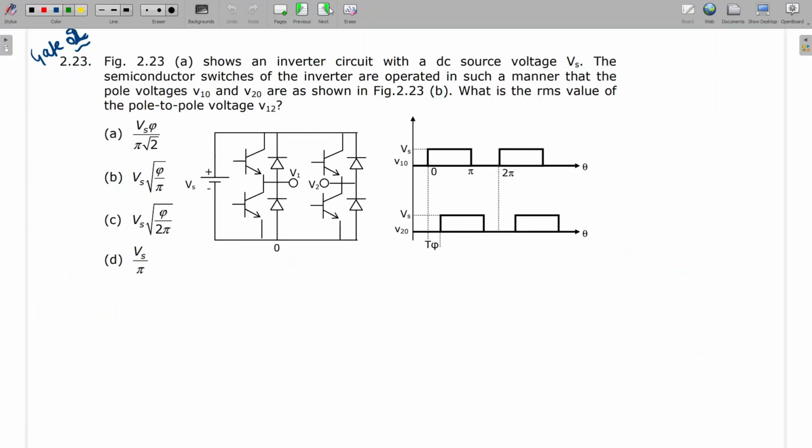Now this is the next question. Can anyone tell the answer? What will be the answer for this one? GATE 2002. So this is a PWM signal for the switches.